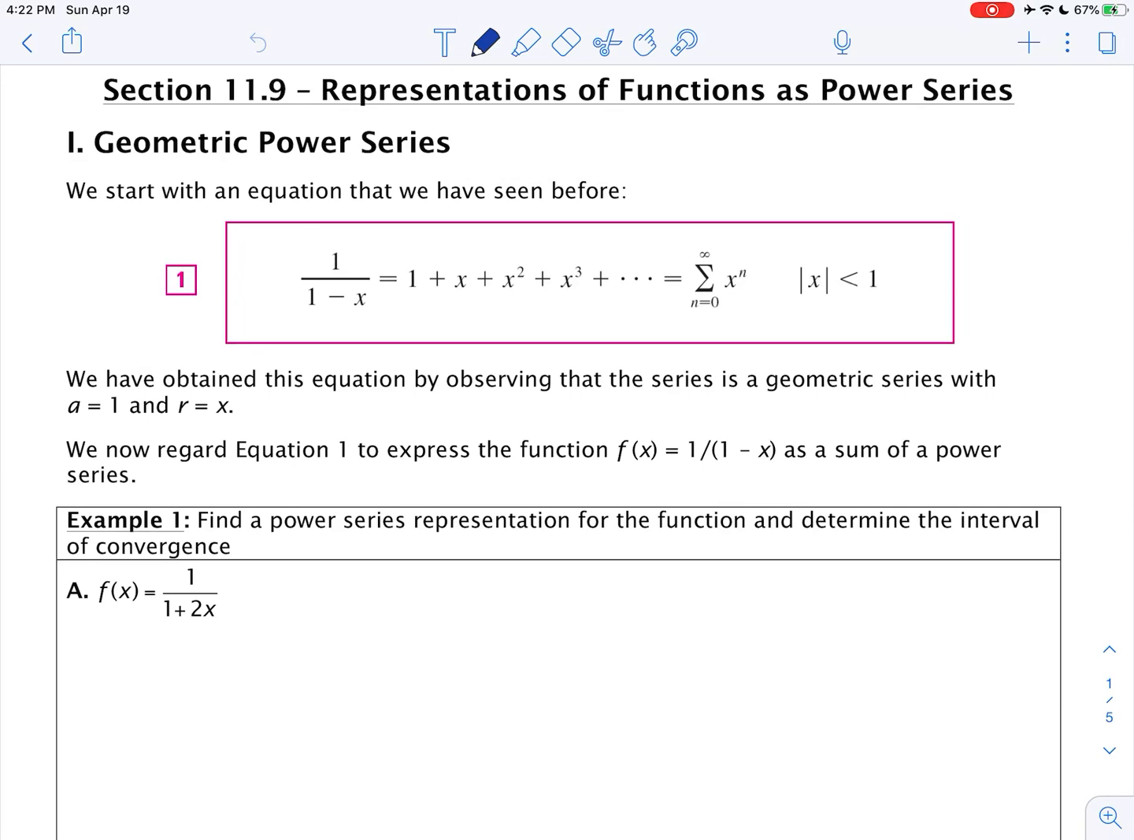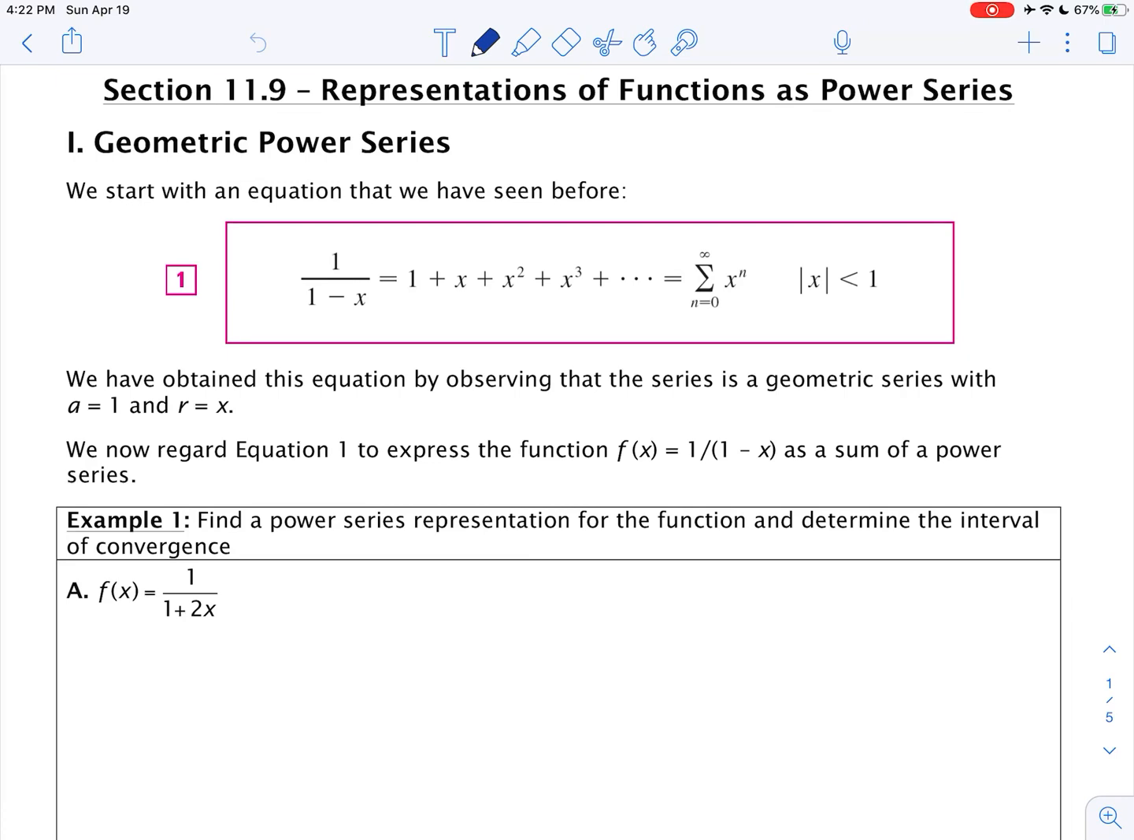to converge to a function, f of x, and that function's domain is going to be the values of x for which that series will converge if you substitute those values of x into the series, turning it into a numerical series. We are looking first at the geometric power series.